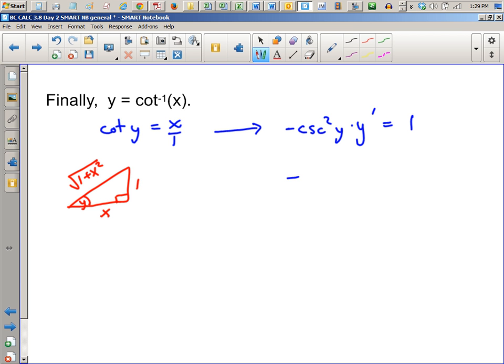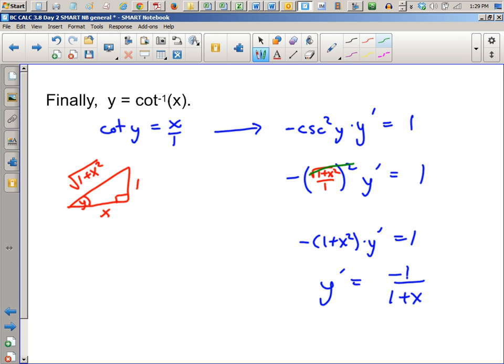Okay, and now we're going to plug in cosecant from our triangle. So that would be hypotenuse over opposite. Okay, when we square, we just end up with basically negative 1 plus x squared times y prime equals 1, and dividing. Yes, this kind of is what we were expecting. If the derivative of arctan is 1 over 1 plus x squared, then the derivative of arccotan might just be the negative of that.